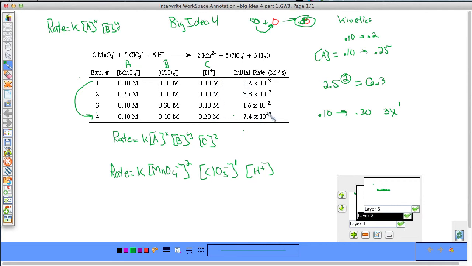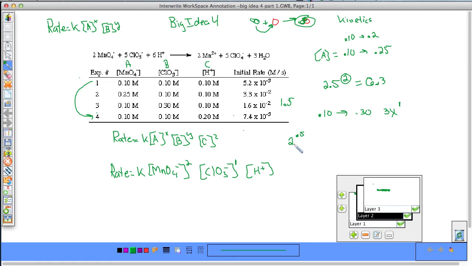So what happens to the rate? Well, if I take 7.4 times 10 to the negative third, and I divide 5.2 into 7.4 times 10 to the negative third, I find that I went up by a 1.5. So this to this is 1.5. So what is that? Well, if I doubled something, how would I get 1.5? Well, I could go to the 0.5 power, or the half power.